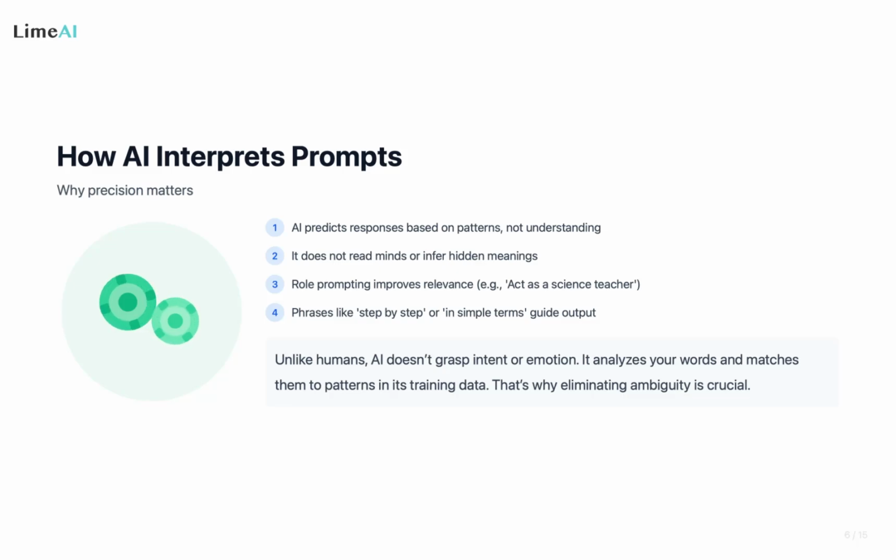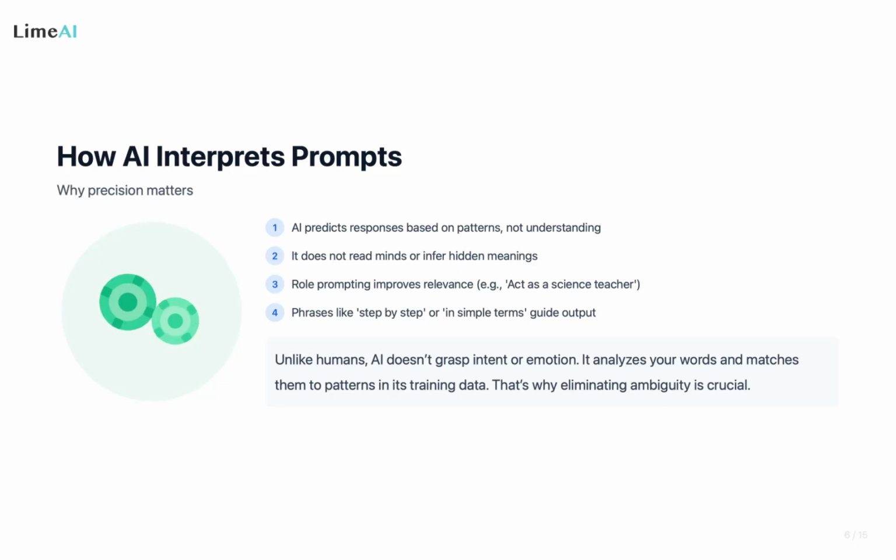For example, if you say "explain quantum physics," the AI might give a complex technical answer. But if you say "explain quantum physics like I'm 5," it switches to simple language and analogies. That's because the phrase "like I'm 5" triggers a pattern associated with child-friendly explanations.